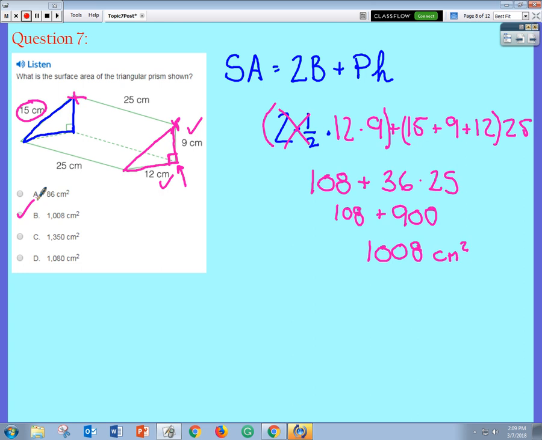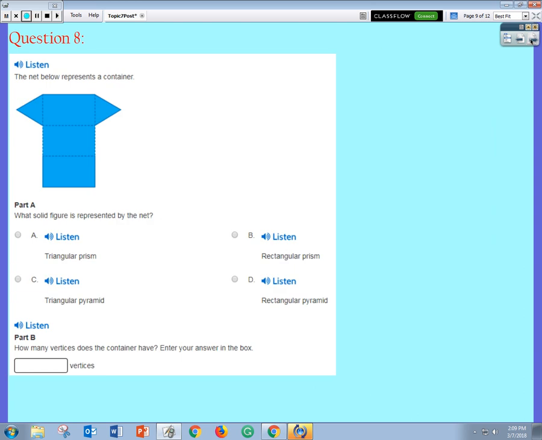Let's go ahead and move on to number 8, I believe. The net below represents a container. What solid figure is represented by the net? Triangular prism, triangular pyramid, rectangular prism, rectangular pyramid. Well, first of all, I know it's not a rectangular prism because it would only have rectangles. Might have a square in there. Rectangular pyramid. Never heard of a rectangular pyramid.